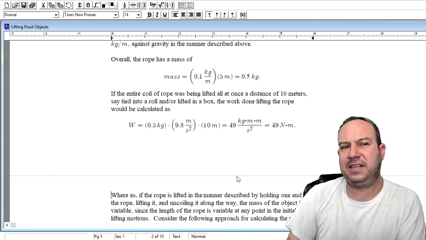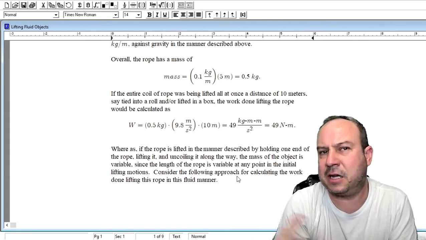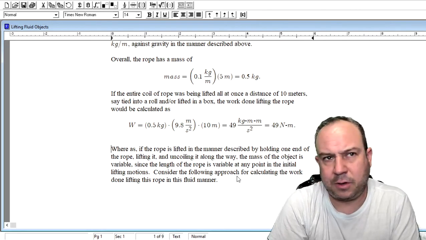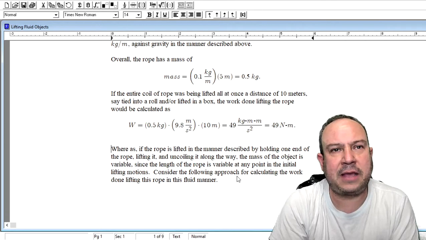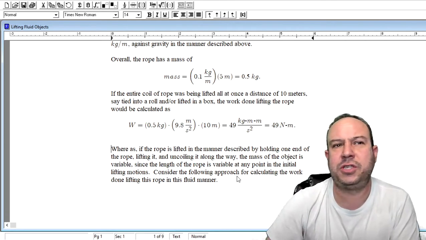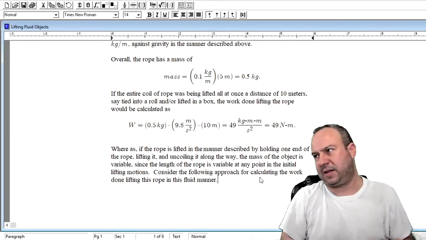Whereas if the rope is lifted by holding on to one end of the rope and lifting it as it uncoils along the way, the mass of the object is variable, since the length of the rope is variable at any point in this initial lifting motion. Consider the following approach for calculating the work done here, folks.